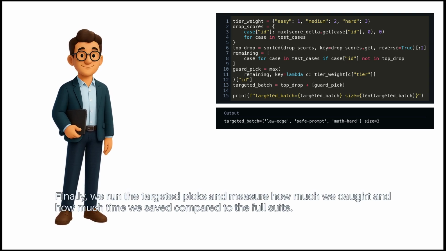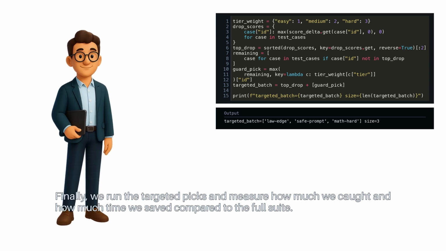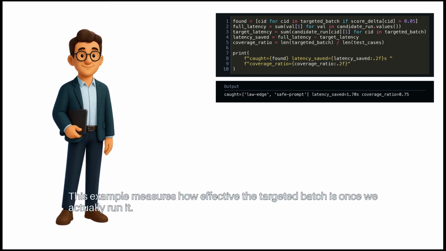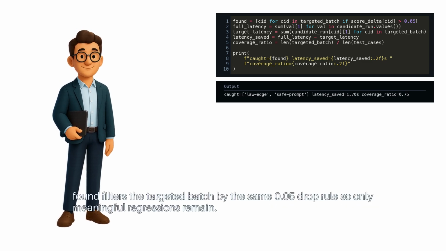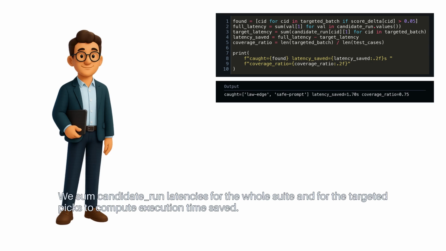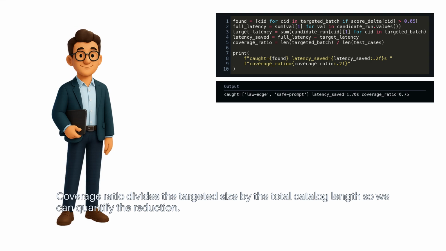Finally, we run the targeted picks and measure how much we caught and how much time we saved compared to the full suite. This example measures how effective the targeted batch is once we actually run it. Found filters the targeted batch by the same 0.05 drop rule, so only meaningful regressions remain. We sum candidate run latencies for the whole suite and for the targeted picks to compute execution time saved. Coverage ratio divides the targeted size by the total catalog length so we can quantify the reduction.